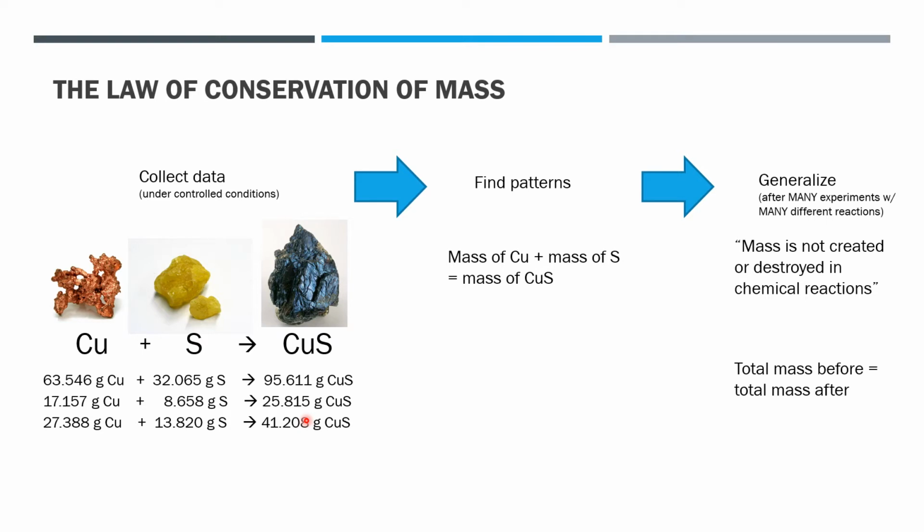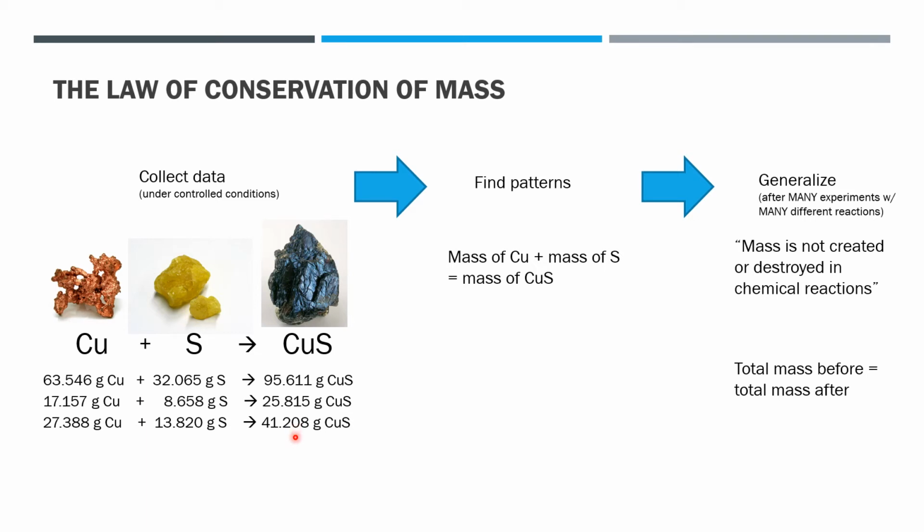Well, there are several patterns here, but the one that we'll point out now is that the mass of the copper and the sulfur together is equal to the mass of the covellite. So if you add up the masses on the left-hand side of the equation, they're equal to the total mass on the right-hand side. Check that out yourself for all of these other experiments here. So we have 3 experiments there.